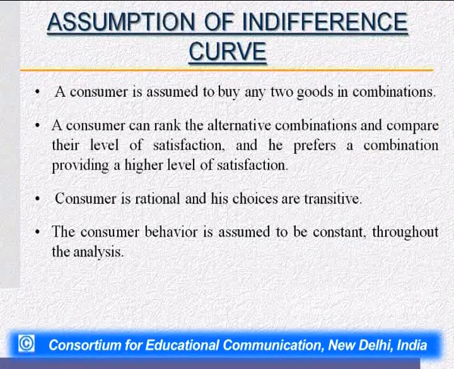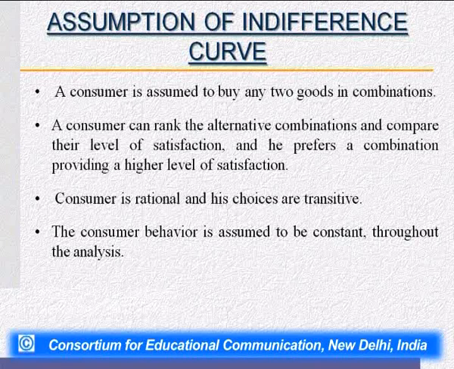If the consumer ranks a commodity first, and another second, then we assume that the commodity ranked first gives better satisfaction in comparison to the other. So a consumer can rank the alternative combinations and compare their levels of satisfaction, and he prefers the combination providing a higher level of satisfaction. The whole matter is related to a higher level of satisfaction. With the help of the indifference curve, we try to understand how the consumer behaves to achieve a higher level of satisfaction.